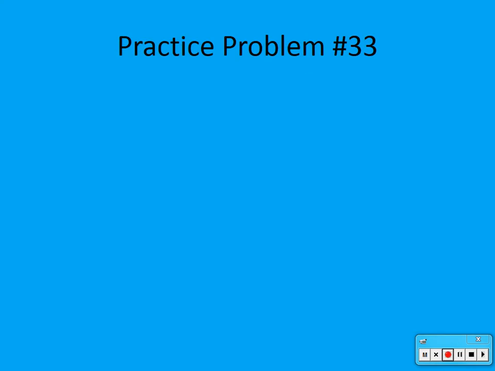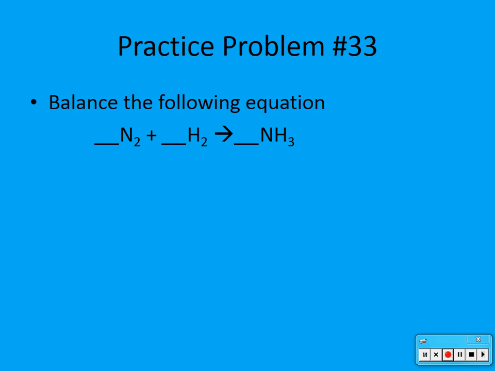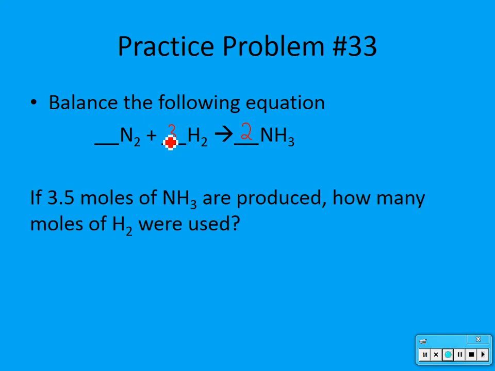Practice problem number 33. It says balance the following equation. So let's just do this a quick method here. It looks like our nitrogens, we got 2 on this side. We're going to need a 2 right here to get our nitrogens balanced. But what that does to my hydrogens, we got 6 now. So I need 3 right there. So now we're balanced. Now we can do some calculations.